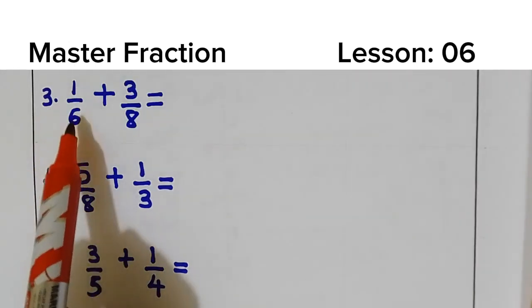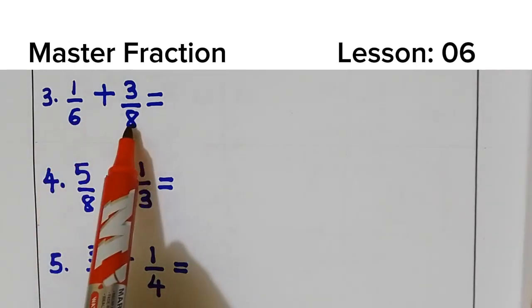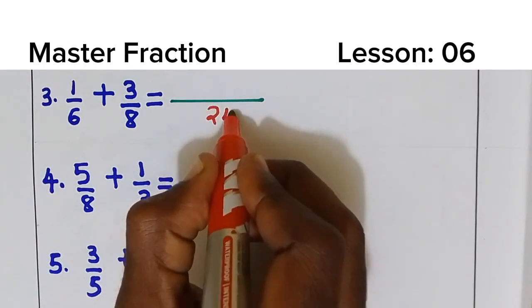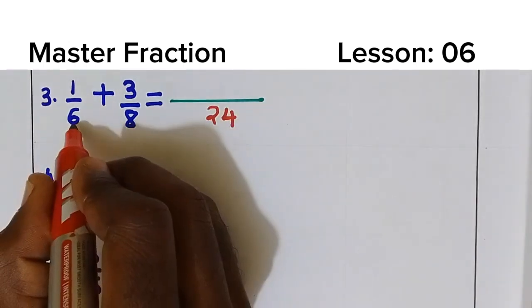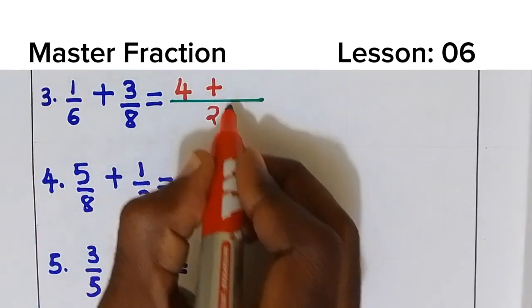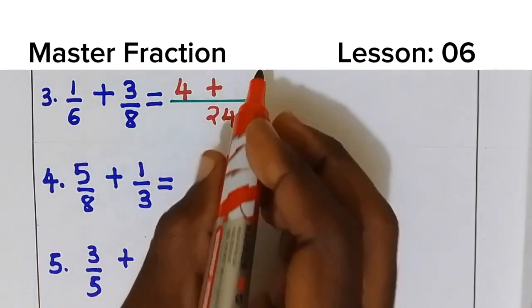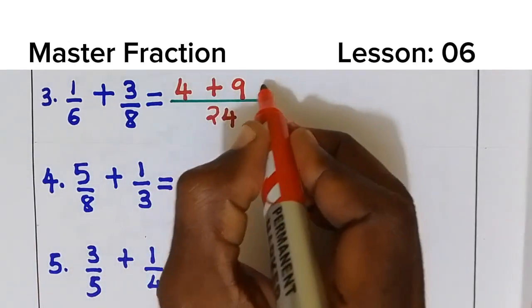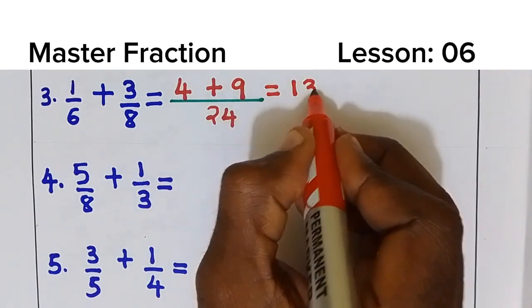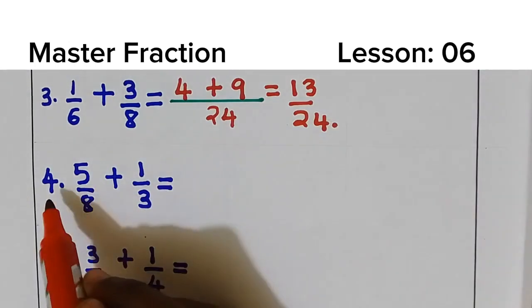We have 1 over 6 plus 3 over 8. So we are going to find the LCM of 6 and 8. LCM equals 24. 24 divided by 6, we get 4. 4 times 1, we get 4. Plus 24 divided by 8 is 3. 3 times 3, we get 9. 4 plus 9, we'll get 13 out of 24. Let's do question number 4.